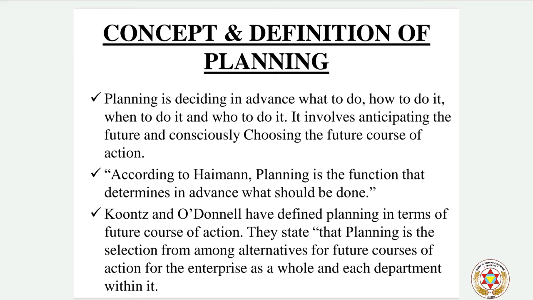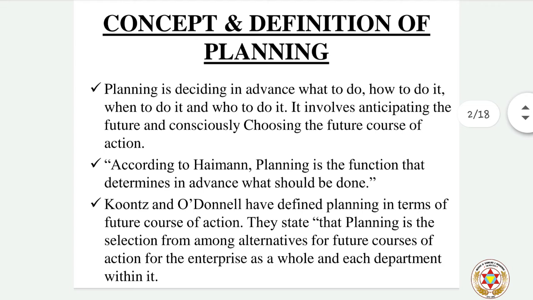According to Hammond, planning is the function that determines in advance what should be done. Koontz and O'Donnell have defined planning in terms of future course of action. They stated that planning is the selection from among alternatives of future courses of action for the enterprise as a whole and each department within it. So planning involves defining the organization's goal, establishing overall strategies for achieving goals, and developing a comprehensive set of plans to integrate and coordinate organizational work.